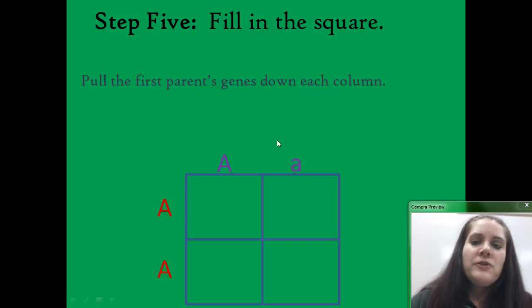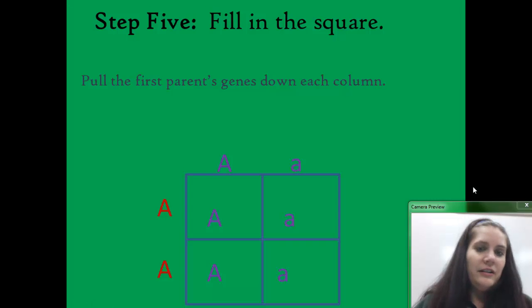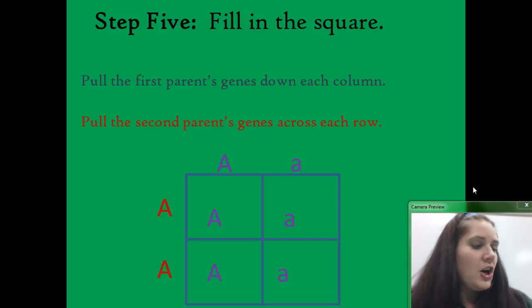So when I pull the first parent's genes down, what that means is I'm going to take this big letter A and move it down into this box, and then also move it down into this box. I'm going to take this little letter a and move it down into this box, and into this box. So there's the big letter A, there's the little letter a. Then the next step is I'm going to pull the second parent's genes across each row. So I'm going to write down pull second parent's genes across.